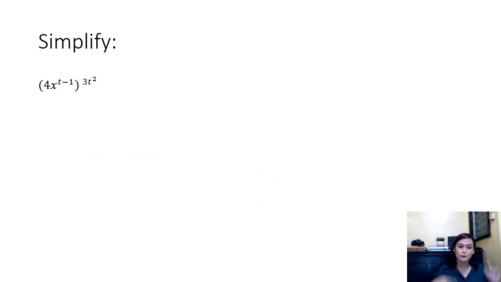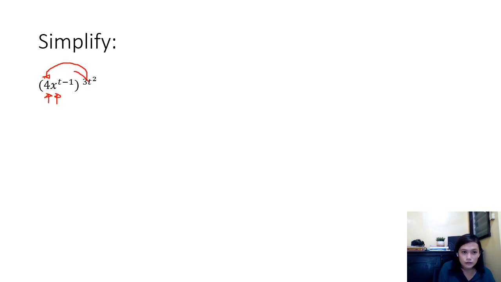Simplify. So we have to simplify this. Simplify quantity 4x raised to t minus 1 times the quantity raised to 3t squared. Right? Again, pag naka-raise to ang exponent, then i-raise na po natin siya. You just simply multiply the exponent. So you will have now, right, distributing 3t squared to each term. So this is the first term, and variable x here is the second term.